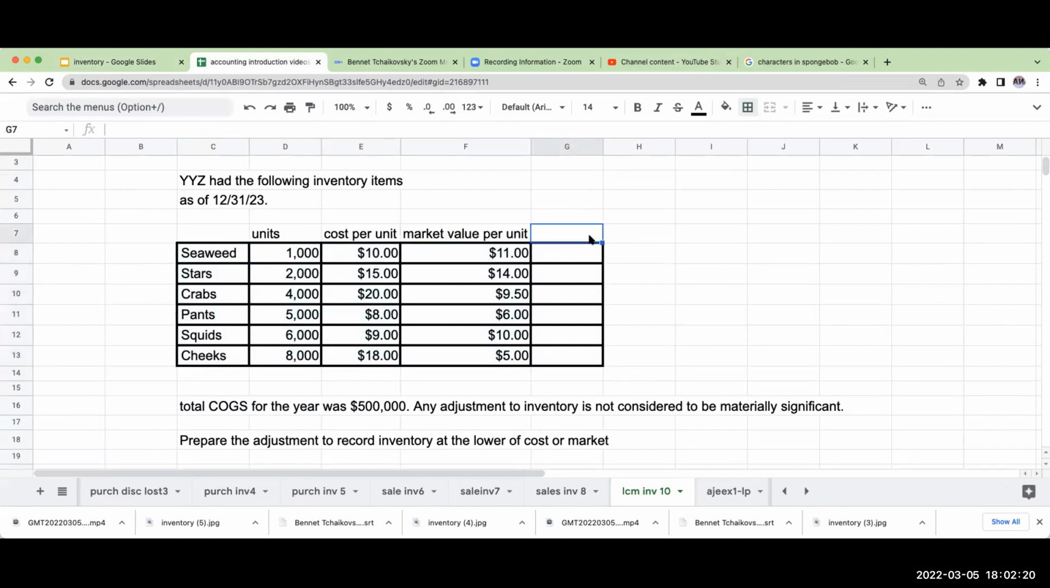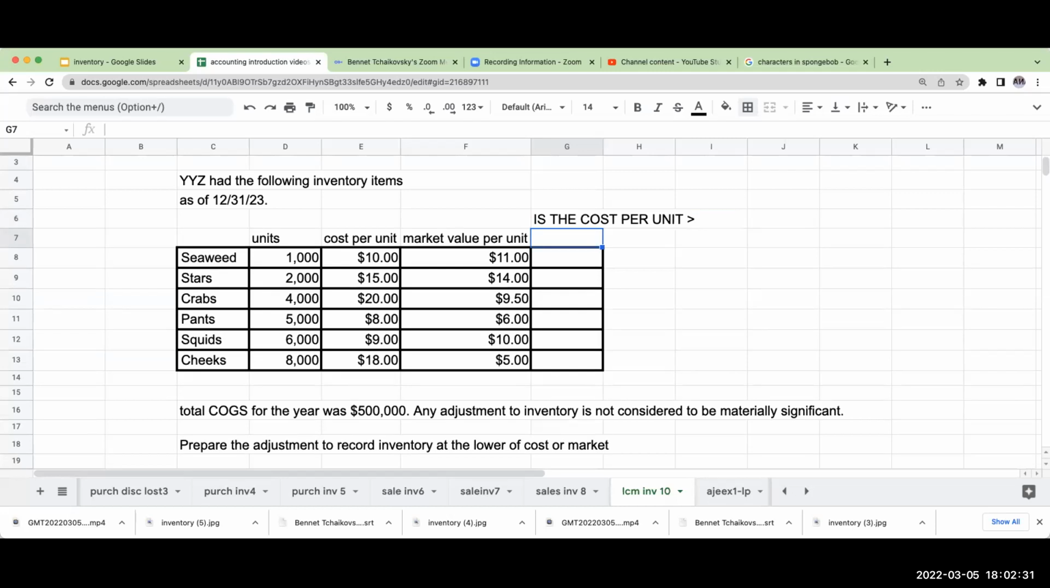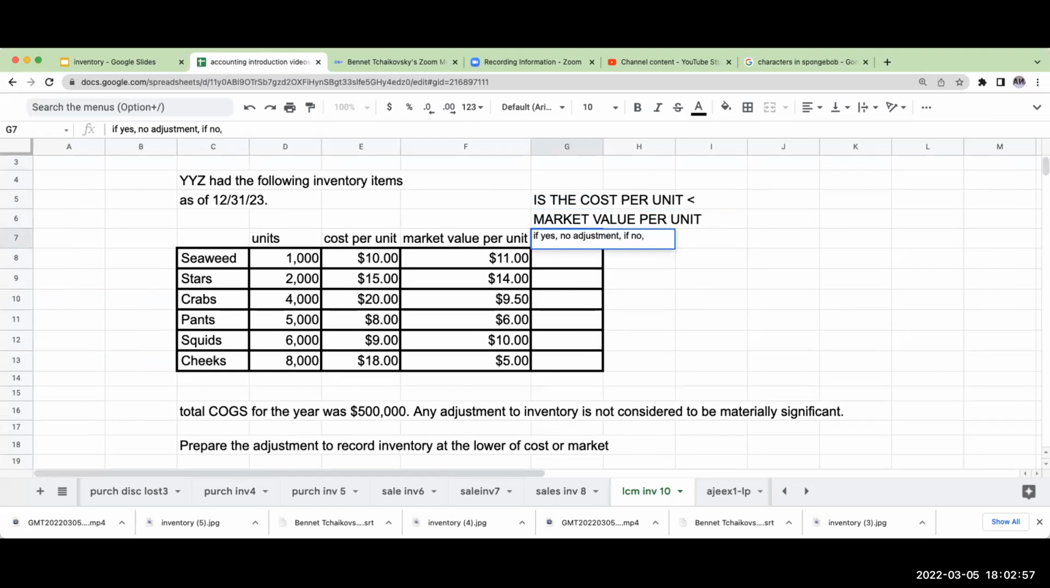Now, I'm doing this on an individual item basis. So the first question I'm going to ask is, is the cost per unit less than the market value per unit? If the cost per unit is less than the market value, then there's going to be no adjustment. So if yes, no adjustment. If no, an adjustment.